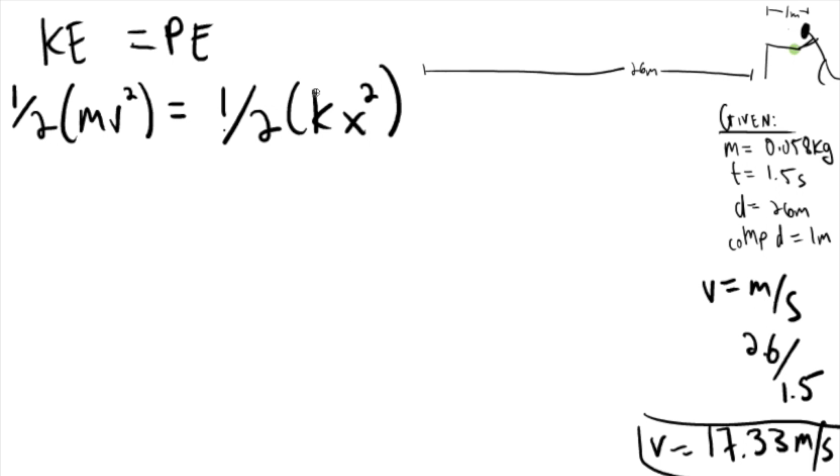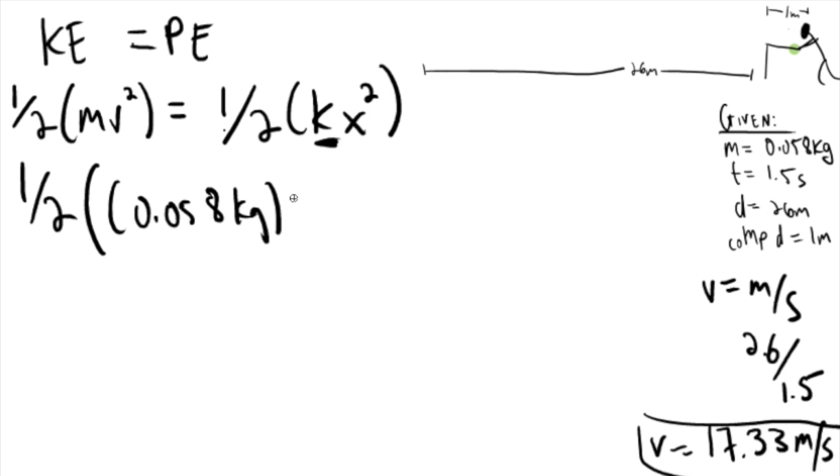So now let's start plugging in our values. We're looking for k, remember, so we're going to try to isolate that, but first we're going to plug in everything that we have. So we know that the mass equals 0.058 kilograms. We're going to plug that in for m. And our velocity we actually just found below, so we're going to plug that in. It's 17.33 meters per second. And we're going to set that whole thing equal to, again, 1/2 kx squared.